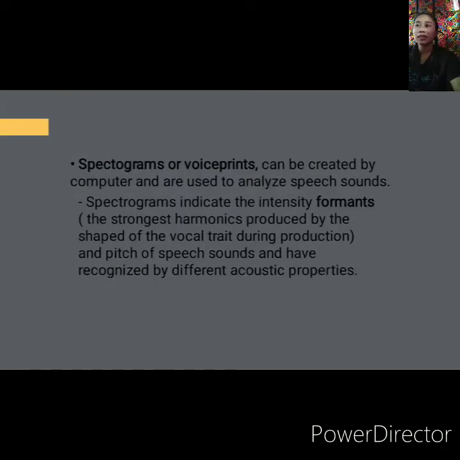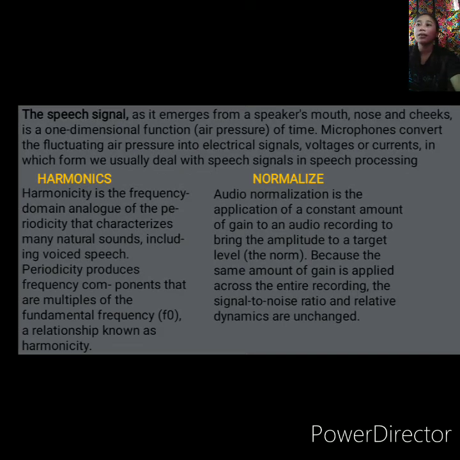Spectrograms, or voice prints, can be created by computer and are used to analyze speech sounds. Spectrograms indicate the intensity, formants, the strongest harmonics produced by the shape of the vocal tract during production, and the pitch of speech sounds, which are recognized by different acoustic properties. The speech signal as it emerges from the speaker's mouth, nose, and cheeks is a one-dimensional function, which is air pressure over time. Microphones convert the fluctuating air pressure into electrical signals, voltage or current, from which we usually deal with speech signals in speech processing.